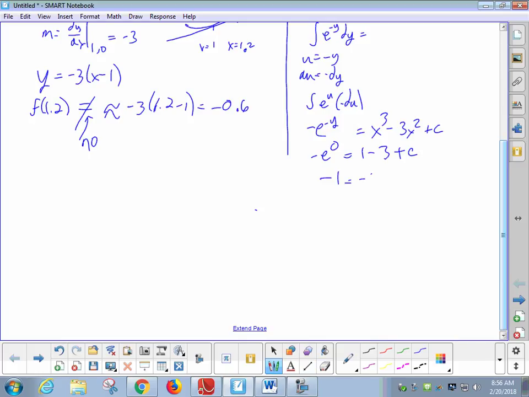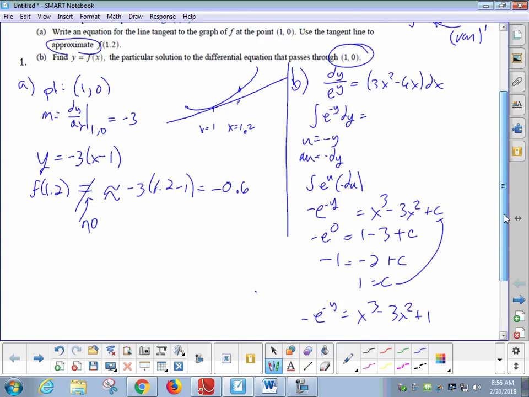Negative 1 equals negative 2 plus c. It feels like it should be positive, isn't it? Okay, now I can throw that back into my equation. Negative e to the negative y equals x cubed minus 3x squared plus 1. This is sometimes a source of confusion when starting out.